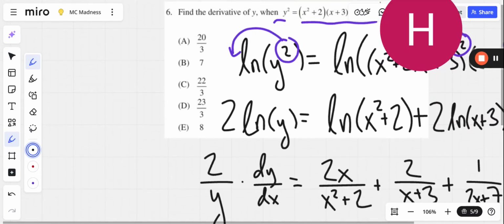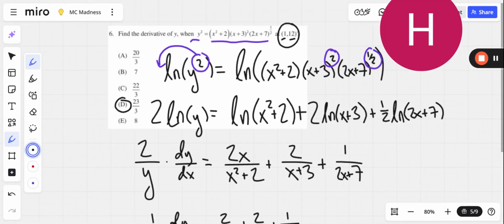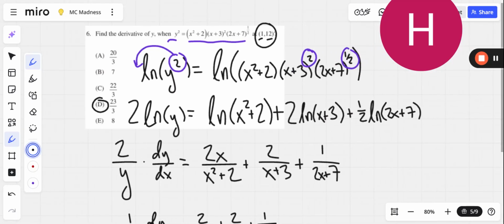And let's make sure that's one of the answer choices. Yes, it is. So it's 23 over 3. So if you screw up just a tiny little bit, you could get it wrong. All right, so that's a way that we can use logarithms to avoid having to use a product rule for differentiating.